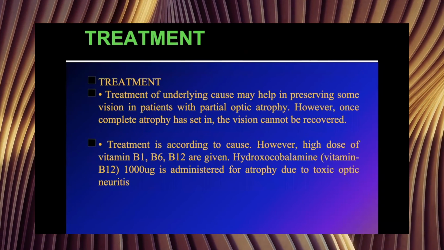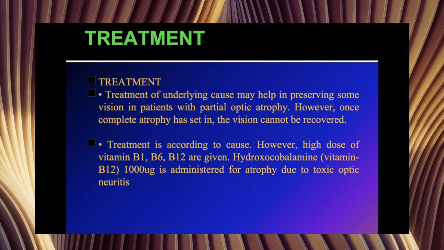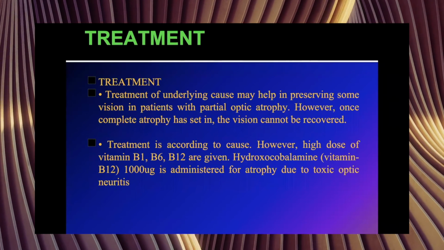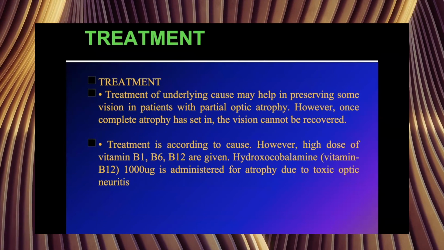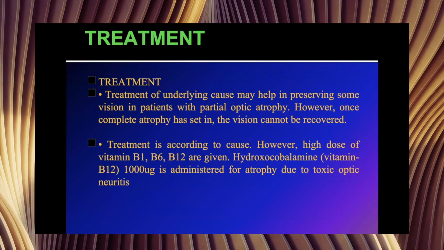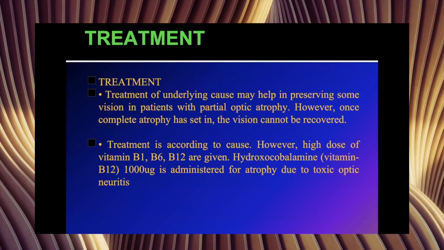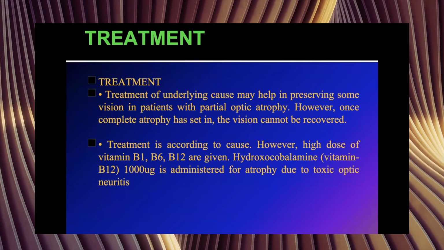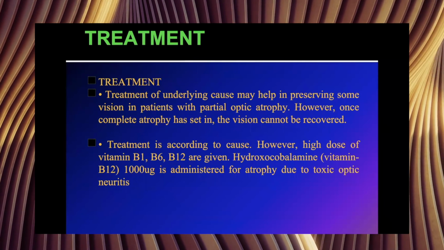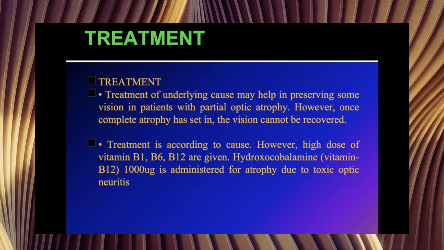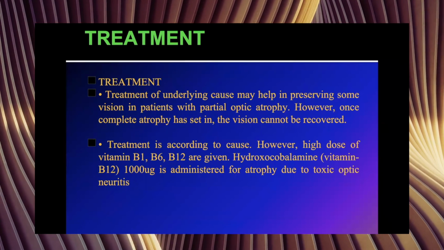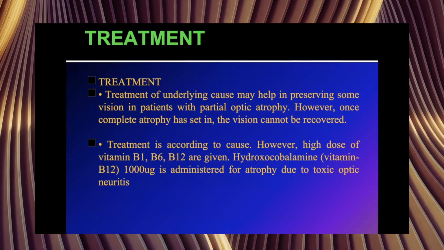Next, the treatment. Coming to the treatment in these conditions aims at treating the underlying cause. And one more thing we need to remember is, even if we treat the patient, we will just control the severity of the disease to progress, but we can't bring back the vision of the patient. So treatment is according to the cause. However, high dose of vitamin B1, B6, B12 are given. Hydroxycobalamin, vitamin B12 is administered for the atrophy due to toxic optic neuritis.